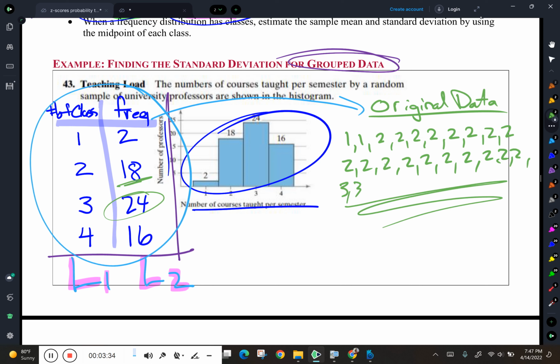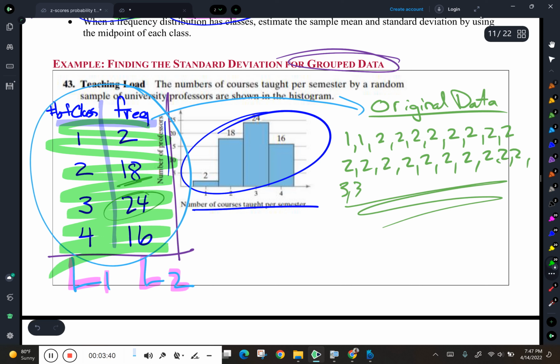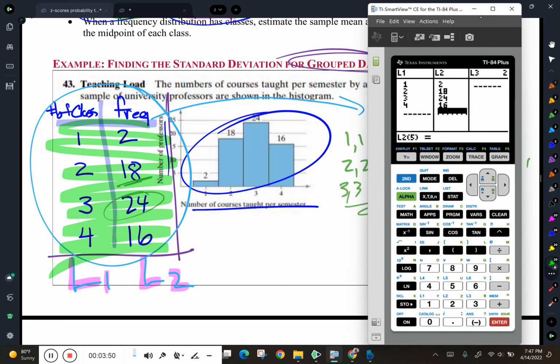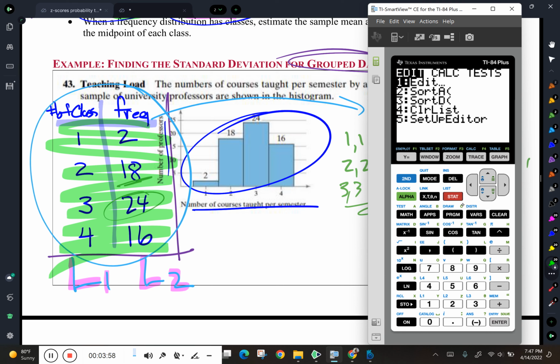This is just a simplification of that because we have lots of repetition. When I have lots of repetition in my data set, a frequency distribution is a great way to condense it down. So when I'm putting this in here, what I'm really telling the calculator is there are 2 1s, there are 18 2s, there are 24 3s, and 16 4s. And now I'm going to tell it to go ahead and calculate those one variable statistics. My data list is list 1, and my frequency list is list 2. The list 2 is right there above the number 2 on the keypad, list 3 above the 3, and so on and so forth.